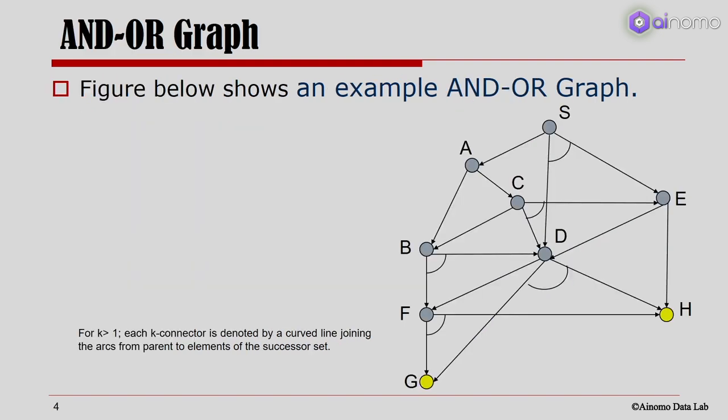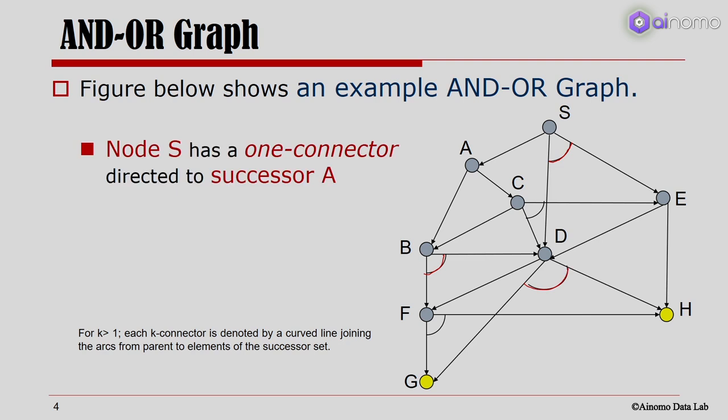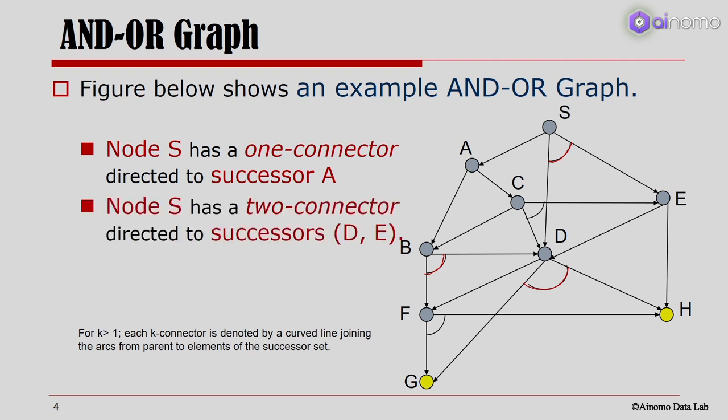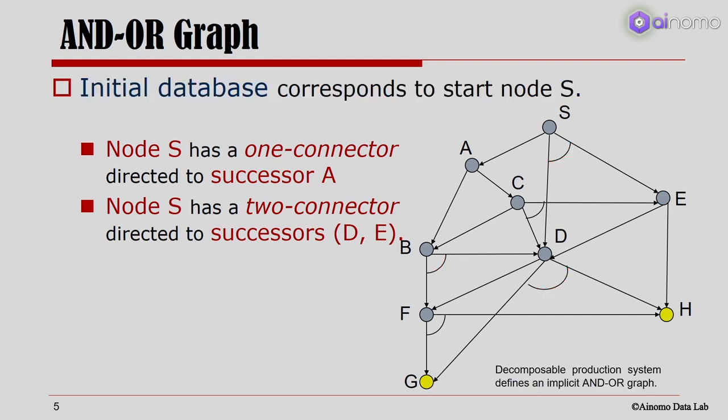Here is an example of an and/or graph. For every K connector with K greater than 1, we denote it with a curved line. So, here is a 2 connector, here is again a 2 connector, and here is a 2 connector. Node S here has a 1 connector that goes to successor A and has a 2 connector that goes to D and E.